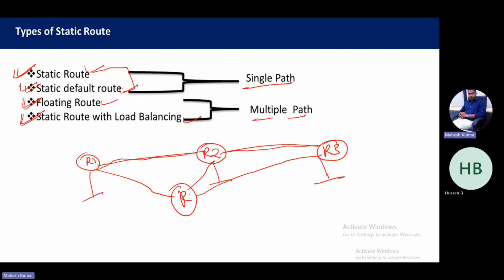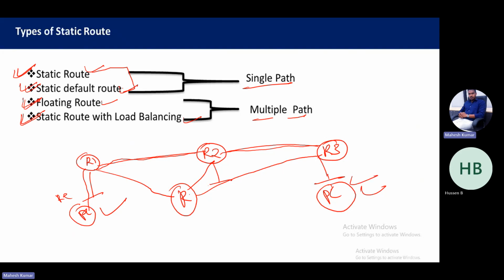So in this case, we have multiple paths to reach our destination. Let's suppose this PC wants to reach this other PC. The source will be this PC and the destination will be this PC. Once the packet is generated and reaches the router, the router has multiple paths to send the request to the destination.